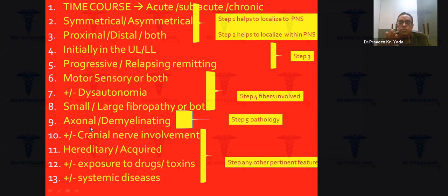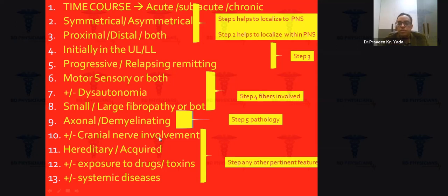Demyelinating neuropathies respond to immune modulating treatment like IVIG, etc. While in axonal neuropathy, the prognosis may not be good because it may not be completely reversible, while demyelinating neuropathies may be reversible. So knowing the type of neuropathy helps us to manage the patient better as well as to prognosticate the neuropathy.